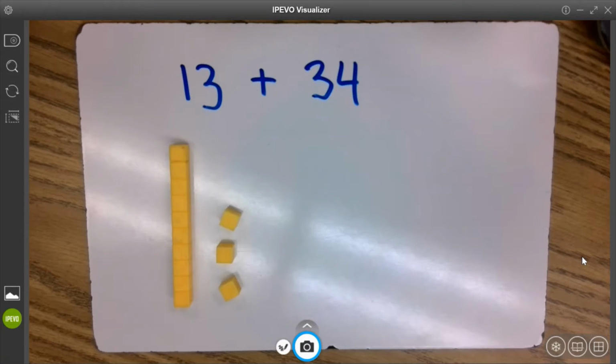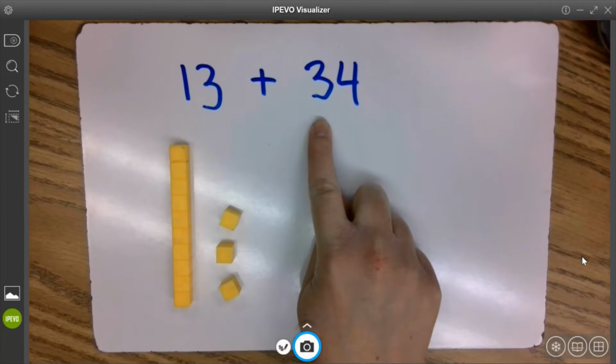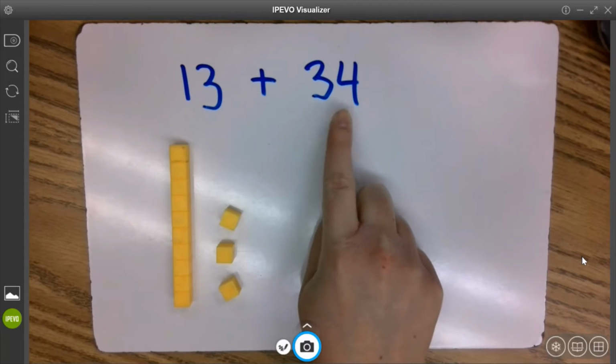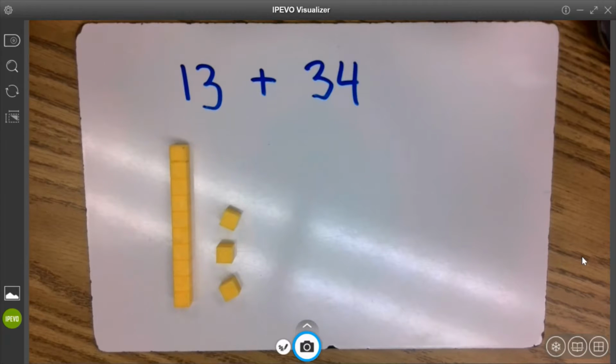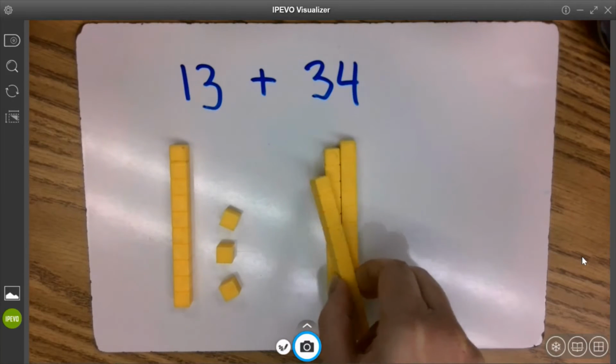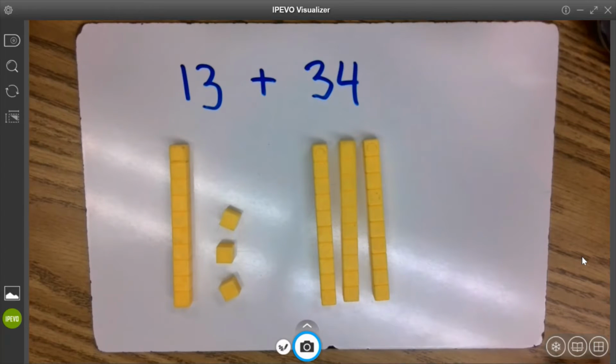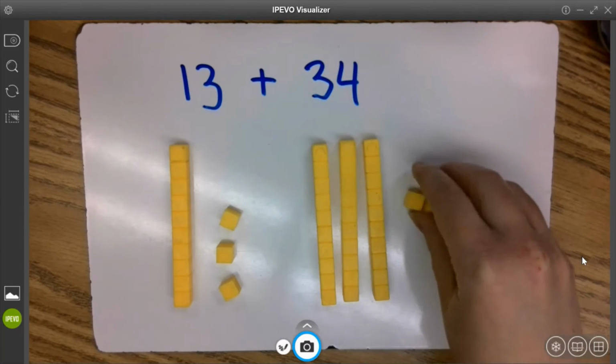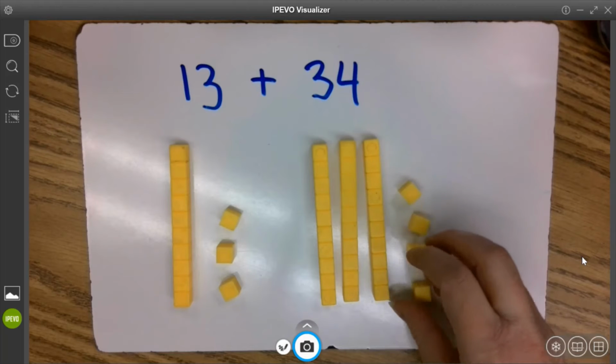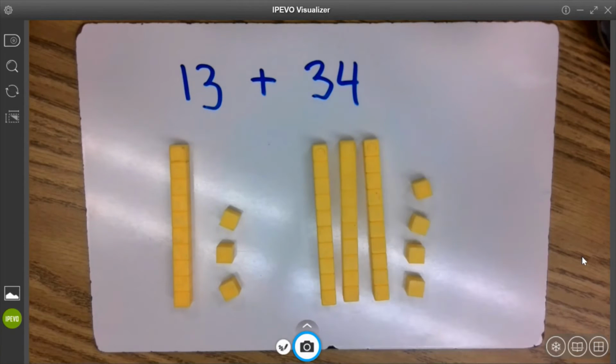What does 34 mean? 3 groups of 10 and 4 ones. Good. So let's put those together. 3 groups of 10 and 4 ones. There we go.